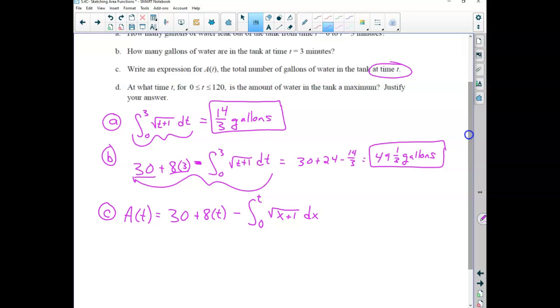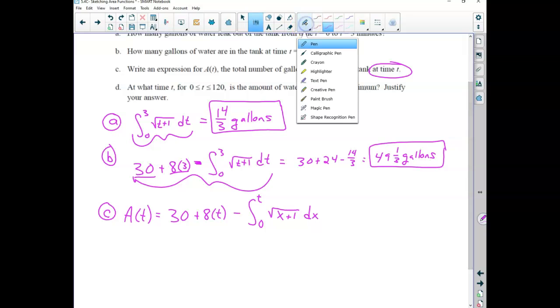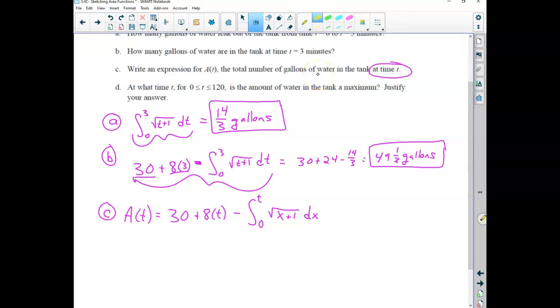That is my integral. Now we're doing things a little bit differently here. Now just remember, when you're writing a function defined as an integral, the variable here needs to be different from the variable there. The variable they want you to use is time. That goes on the top of the integral.